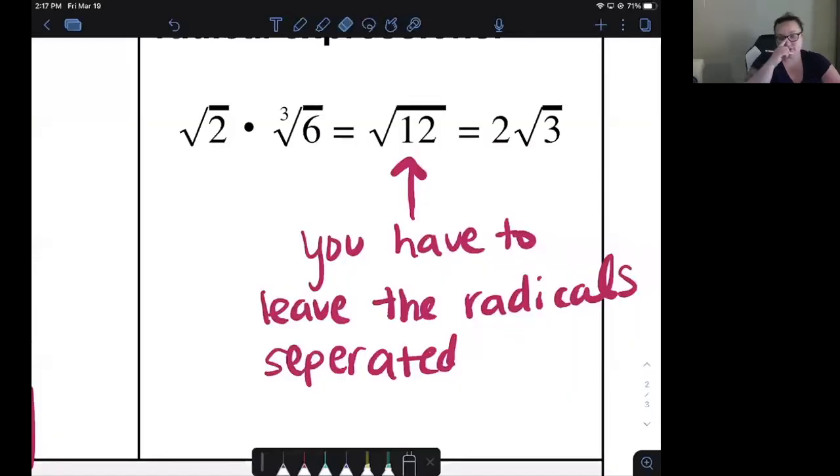So hopefully you figured out that this person should not have combined these two radicals under one radical because this index is 2 and this index is 3. So because the indexes aren't the same, we can't combine them under one radical.